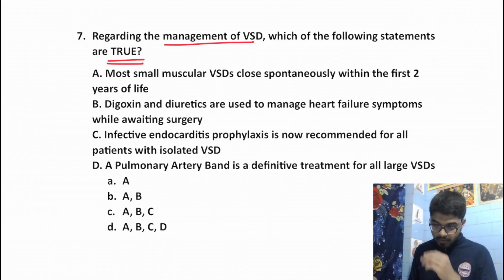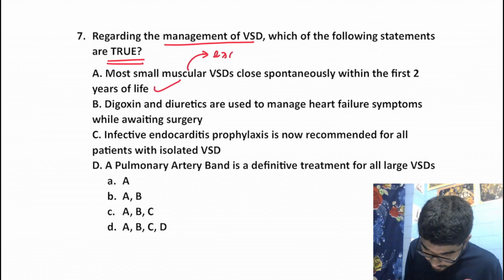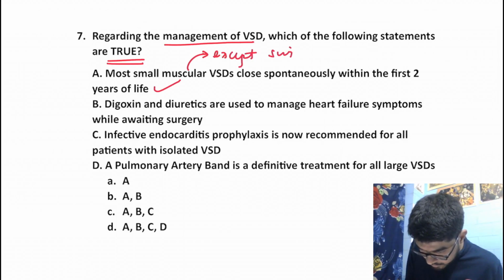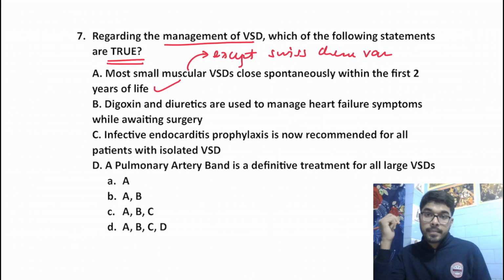Most small muscular VSDs close spontaneously within the first 2 years of life. Yes, this is a true statement, right? This is except the Swiss cheese pattern, the Swiss cheese variety, right? We discussed that, because that is an indication of surgery, because that rarely closes spontaneously.